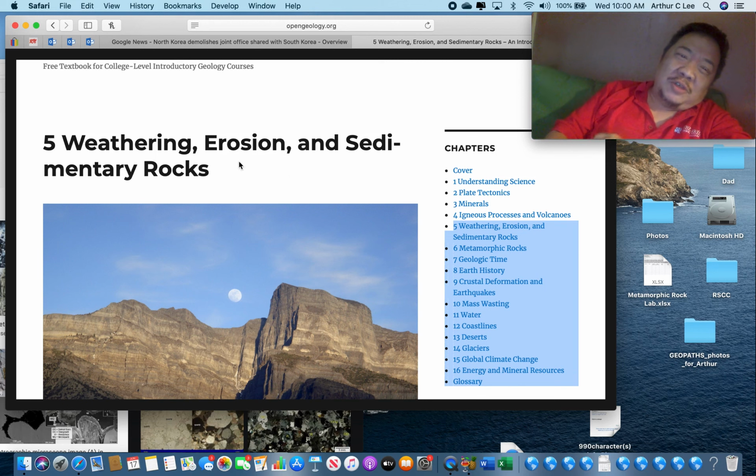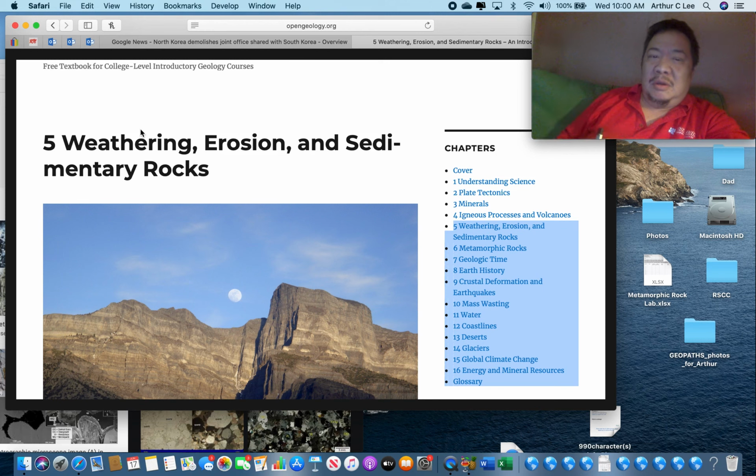But weathering, erosion, and sedimentary rocks. What is weathering? Well, weathering means breaking down rocks. Everything wears down with time, everything. A tall mountain over time is going to be worn down to a flat plain. It just takes enough time. Rocks break down over time, and weathering refers to the way they break down, either physically or chemically, and we'll talk about that.